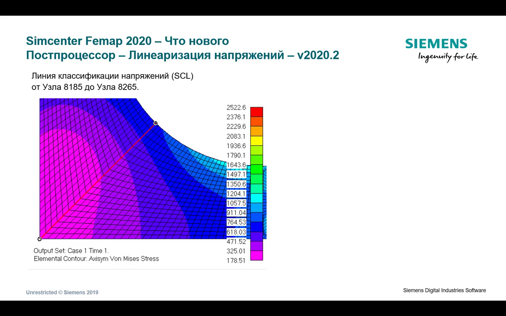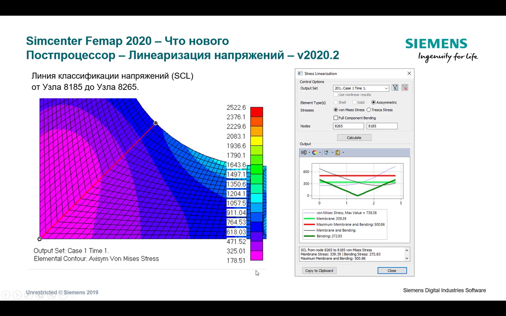Finally, this is just an example, the stress classification line from one node to another node. As you can see, it will be drawn on the model. This just happens to be a model of axisymmetric elements. And then you can see after you press calculate that your output has been added to the embedded chart control in the tool itself.